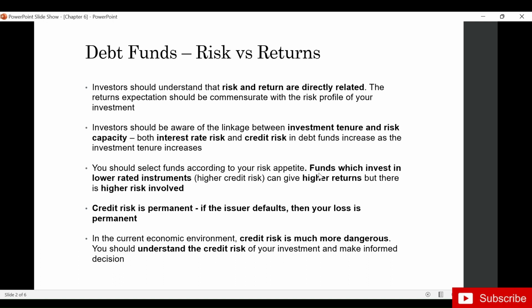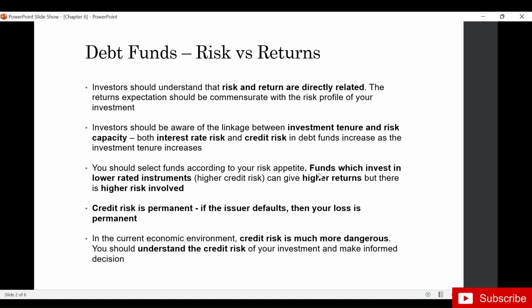Always check the debt fund fact sheet before investing in a debt fund. That will give you an idea about the type of credit quality that the debt fund is investing in. Funds which invest in lower rated instruments carry a higher credit risk and can give higher returns. But because they have a higher credit risk, you have to be very careful before investing in it.